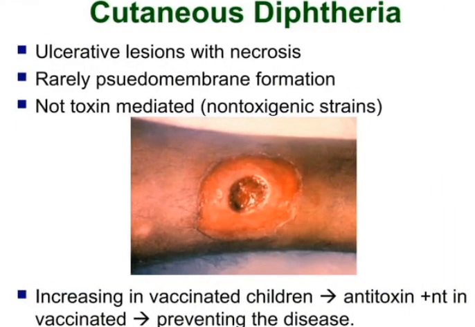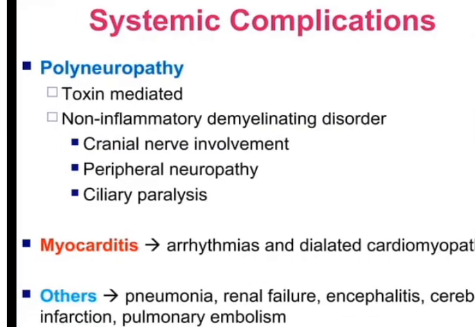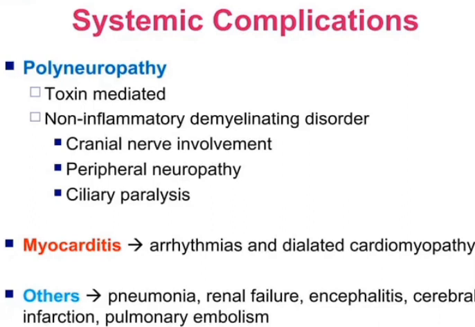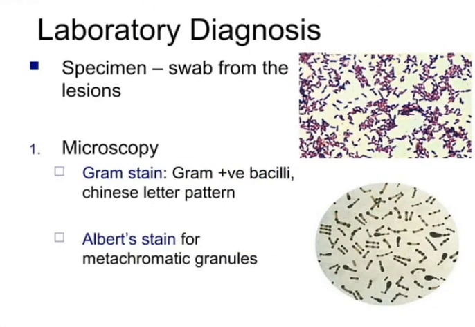Cutaneous diphtheria is an ulcerative lesion with necrosis, rarely with membrane formation. It is not toxin mediated and is caused by non-toxigenic strains, increasing in vaccinated children; antitoxin is positive in the vaccinated, preventing the disease. Systemic complications include polyneuropathy, which is toxin mediated, a non-inflammatory demyelinating disorder with cranial nerve involvement, peripheral neuropathy and ciliary paralysis. Also myocarditis, arrhythmia and dilated cardiomyopathy. Others are pneumonia, renal failure, encephalitis, cerebral infection and pulmonary embolism.